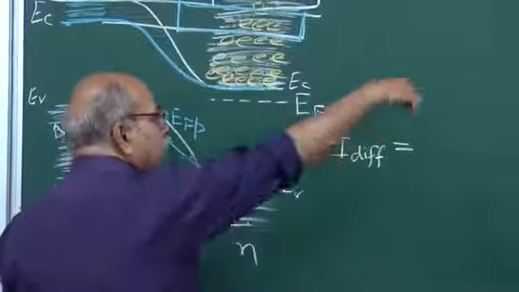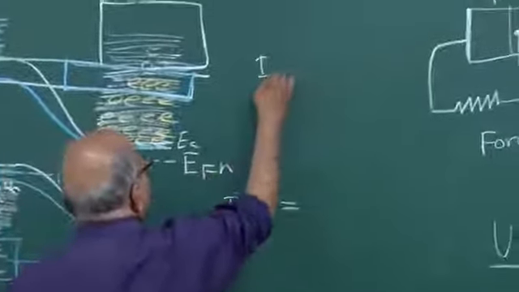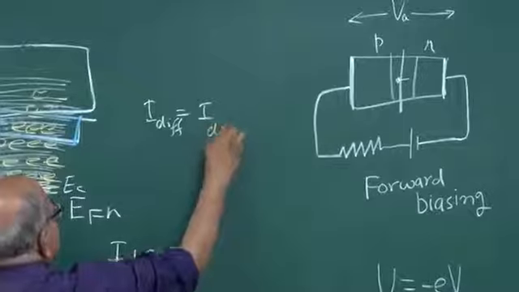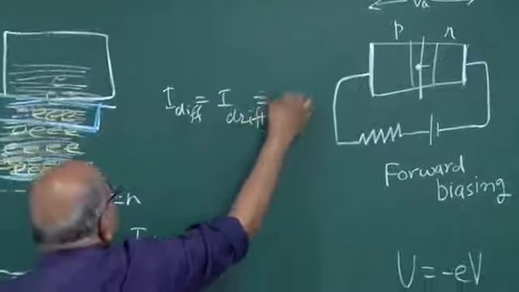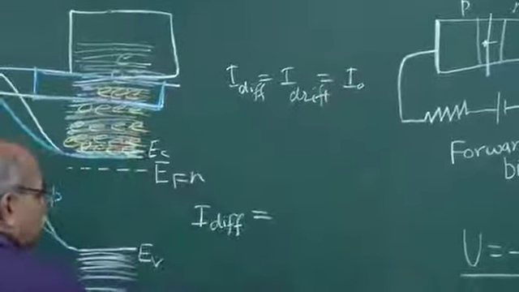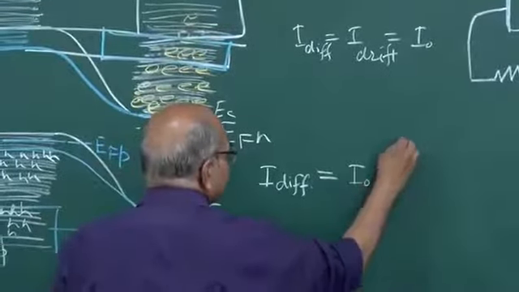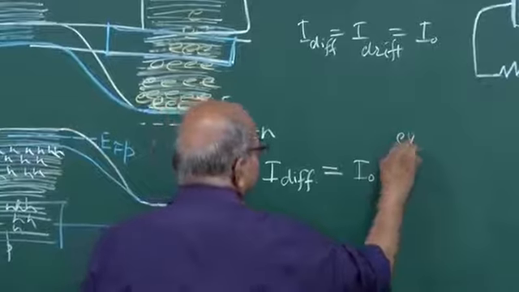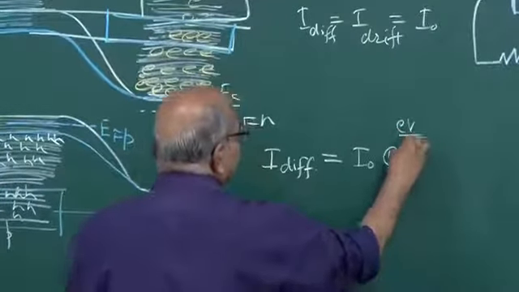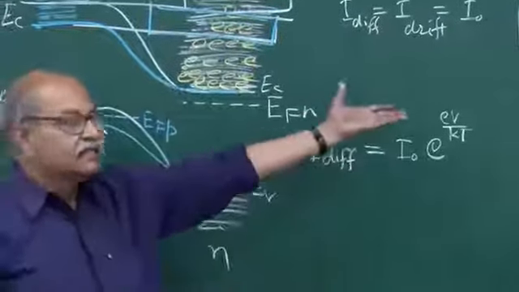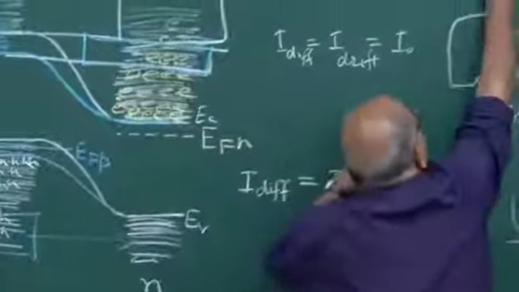So in the absence of bias, you had I diffusion equal to I drift. If you call it I naught, then now the diffusion current is I naught multiplied by some exponential factor, which is in fact e power EV by KT. Diffusion has increased. This V is this V, VA.